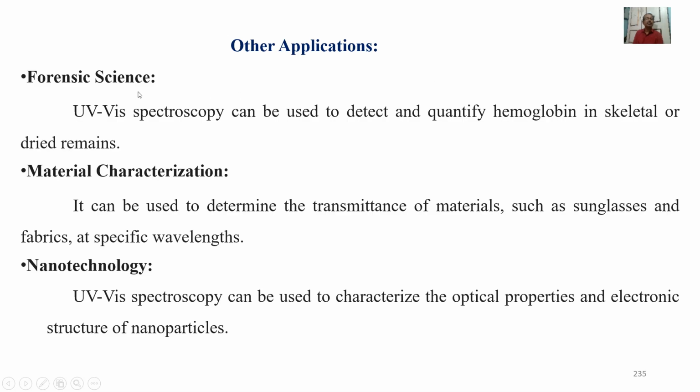Other applications. Forensic science. UV spectroscopy can be used to detect and quantify hemoglobin in skeletal or dried remains. Material characterization. It can be used to determine the transmittance of materials such as sunglasses and fabrics at specific wavelengths. Nanotechnology. UV spectroscopy can be used to characterize the optical properties and the electronic structure of nanoparticles.